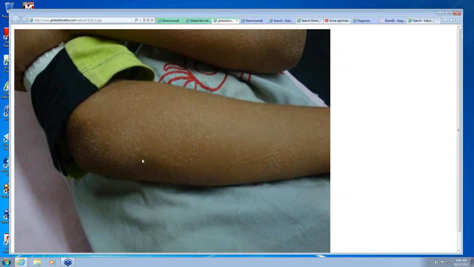Here you can see the grouped micropapules of lichen nitidus. See that there? That appears to be the Koebner reaction. In other words, with scratching, the lesions are coming out in that line. Now, you might have looked at that and said, oh, you've got warts. Well, you can get the Koebner effect with warts as well. But these are the grouped micropapules of lichen nitidus.